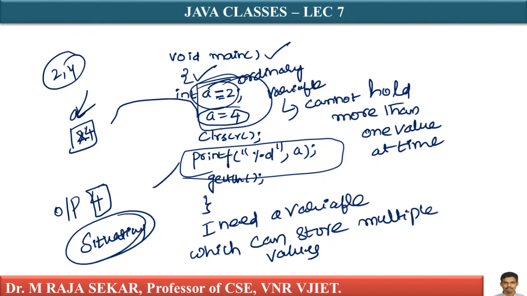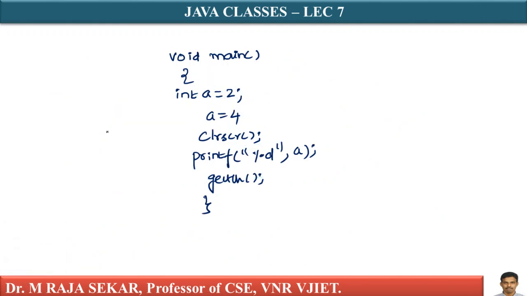What does it mean? Ordinary variables cannot hold more than one value at a time. I need a variable which can store multiple values, more than one value. If I want to store 2, 4, I cannot store. So in order to address this problem, in order to store more than one value at a time, I need a variable known as an array variable. Let me write an array in C programming language so that I can compare it with an array in Java programming language.